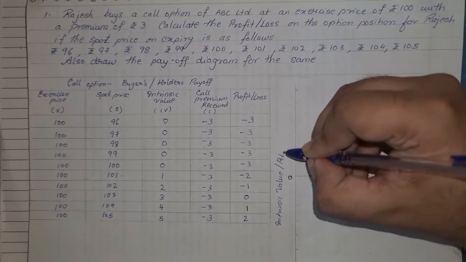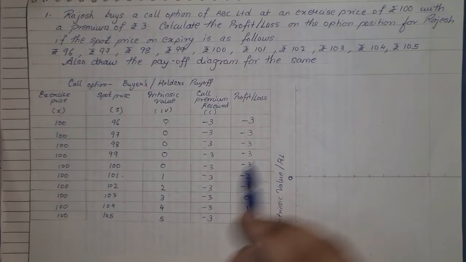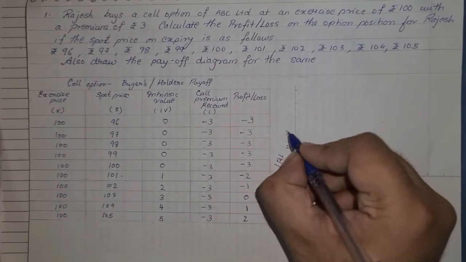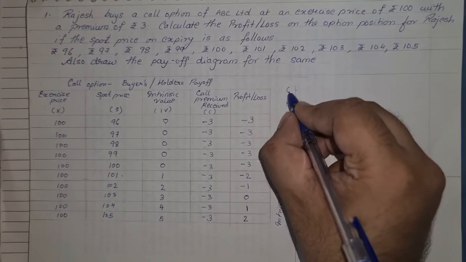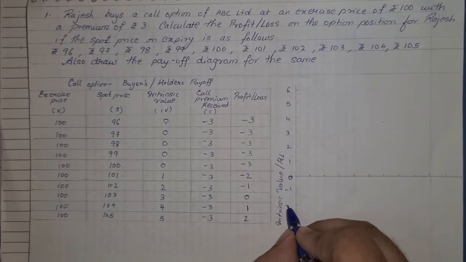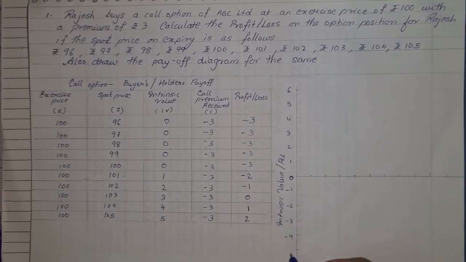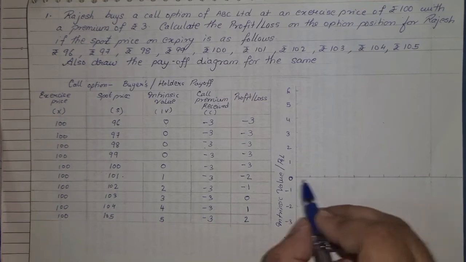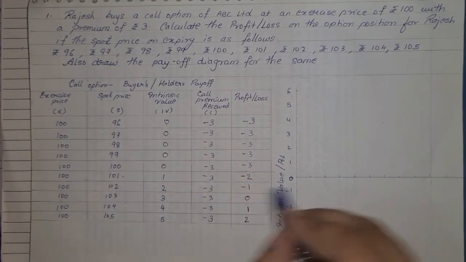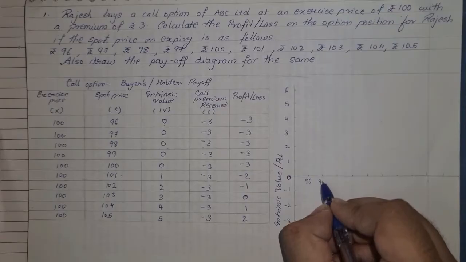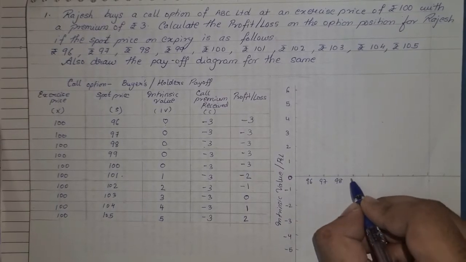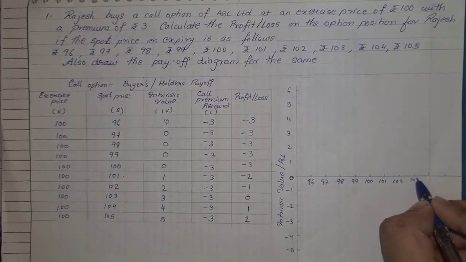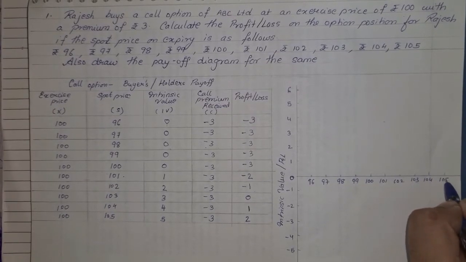and profit and loss. Okay, since the numbers are in 1s, 2s and 3s, positive 1, positive 2, positive 3, positive 4, positive 5, positive 6. Bottom we will have negative 1, negative 2, negative 3, negative 4, negative 5. Now the x-axis contains your spot prices. Our spot price was 96, starting from 96. So 96, 97, 98, 99, 100, 101, 102, 103, 104 and 105.